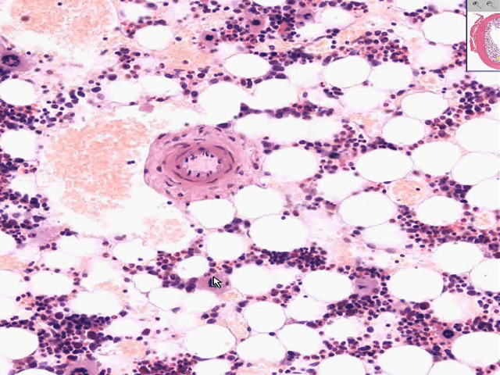Here's a megakaryocyte, here's one, here's one, here's one. Here's an artery, here's a vein or venous sinusoid, here's another venous space, and the rest of these little round critters here are adipose cells or fat. That's it for the bone.